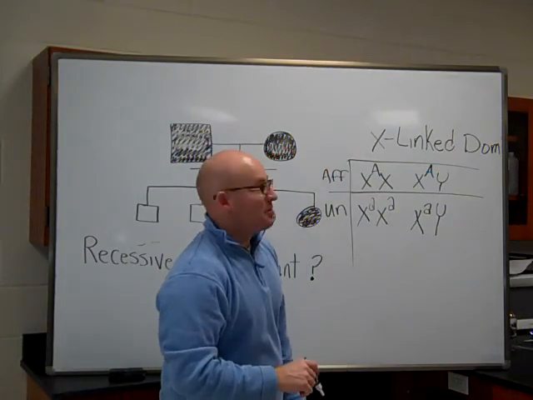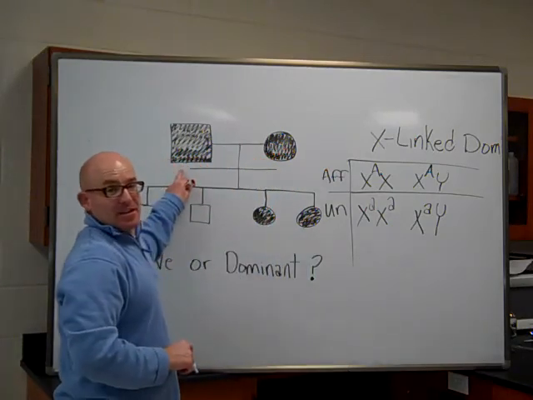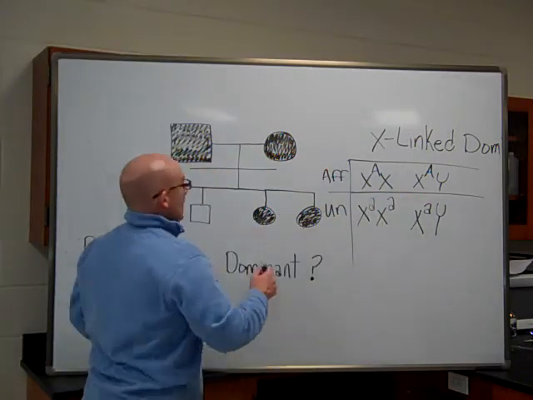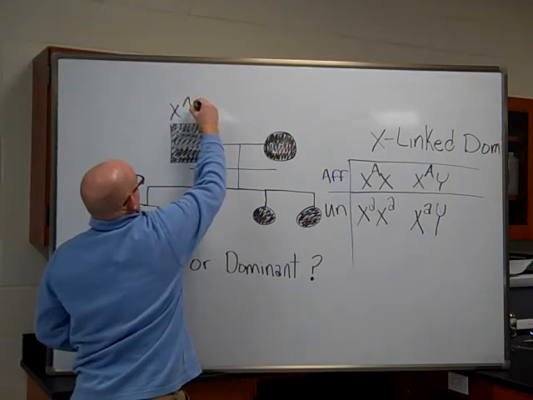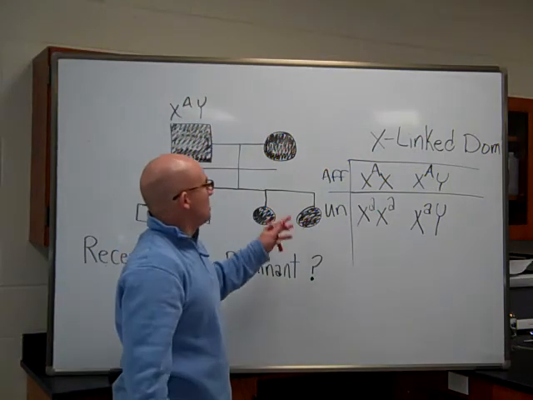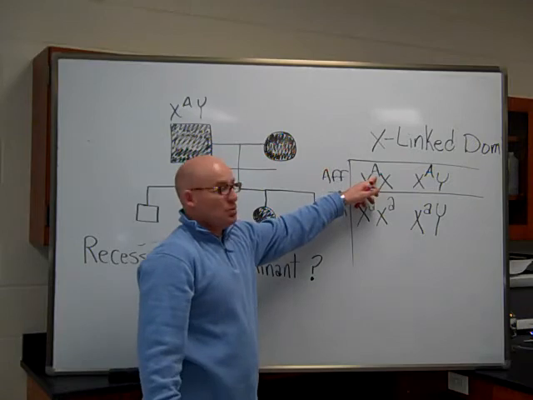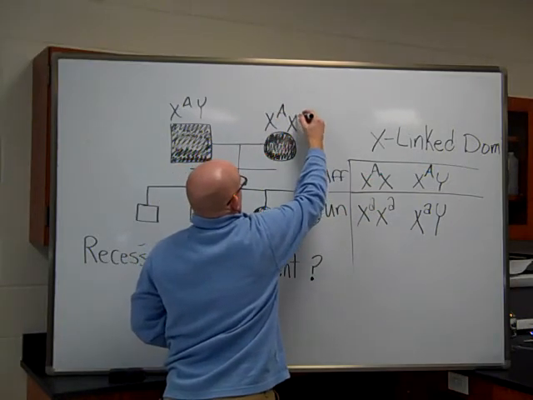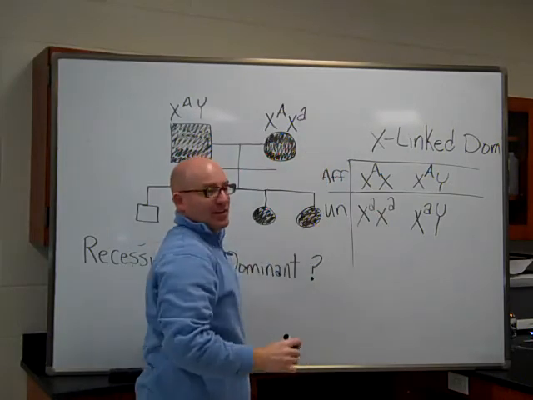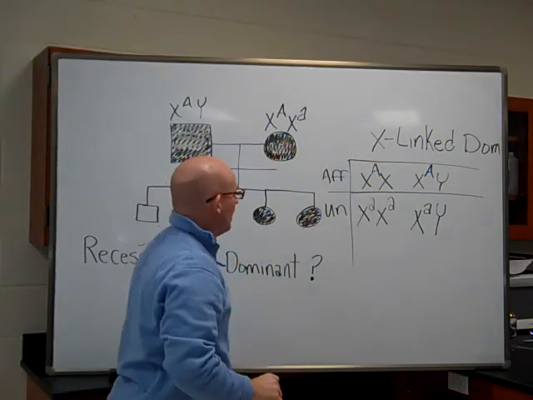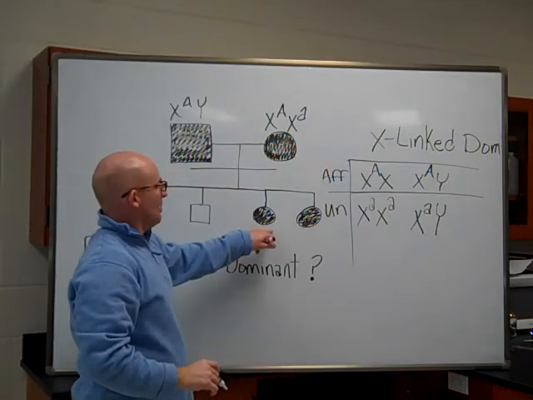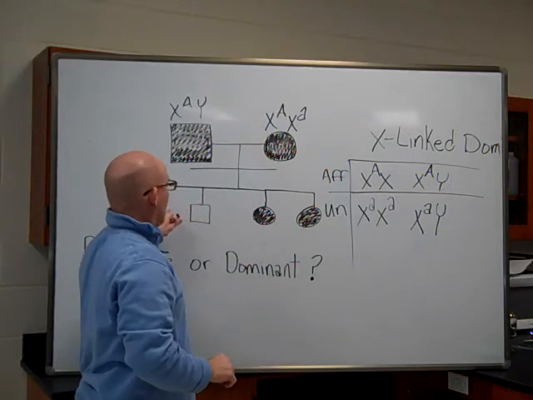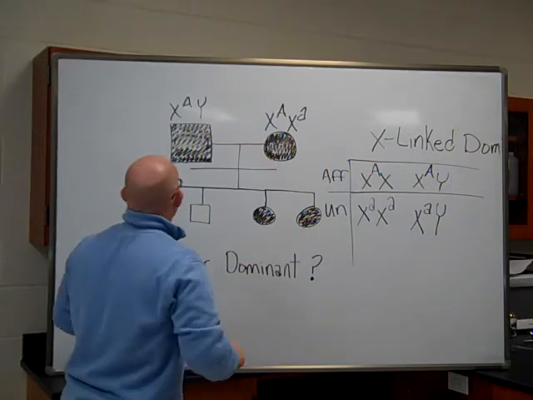Okay, so let's write in the genotypes that we know. Dad is affected, so he must be X big A Y if it's a dominant trait. Mom is affected. She must have at least one big A, so we'll write in X big A, X. When all else fails, we'll make her heterozygous. So let's see if it is possible to have two affected daughters and unaffected sons if it's sex-linked.